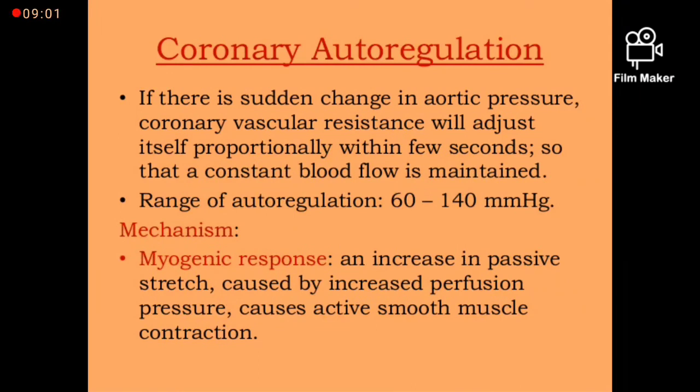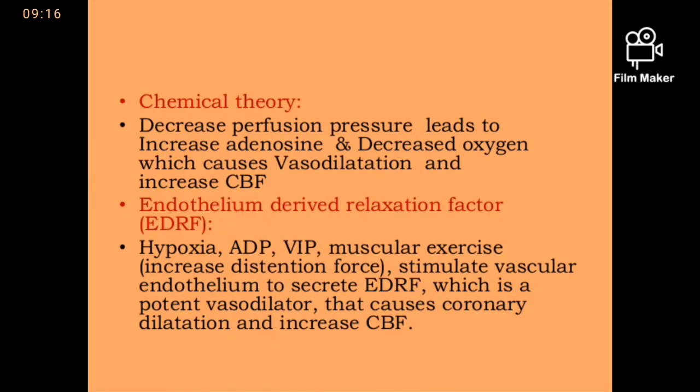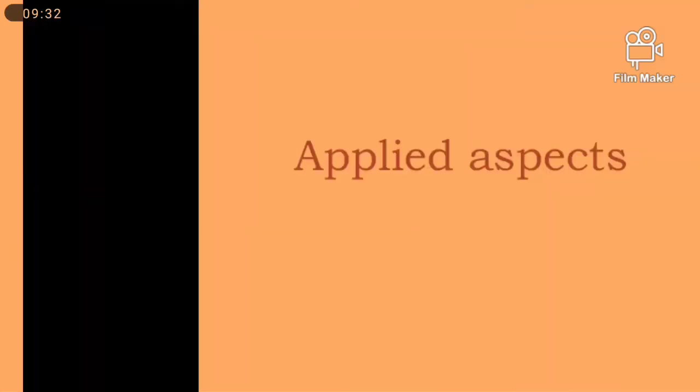Now coronary autoregulation, it is mainly done within 60 to 140 mmHg. Myogenic response: an increase in passive pressure causes an increase in rate. Chemical theory: decreased perfusion pressure leads to increased adenosine and decreased oxygen, which causes vasodilation.